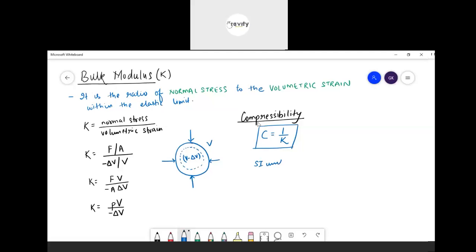The SI unit can be accordingly set, which will be just the inverse of the bulk modulus, that is Newton inverse meter square.